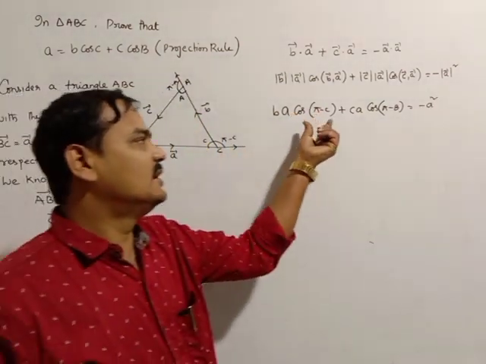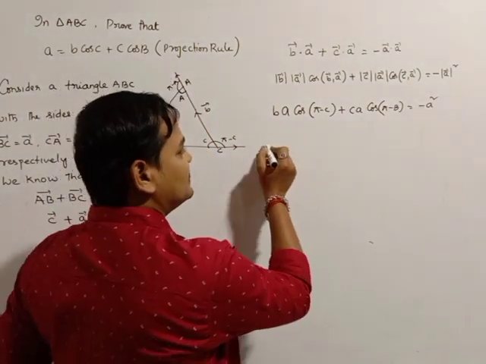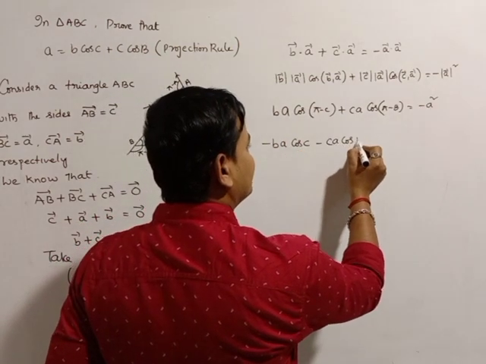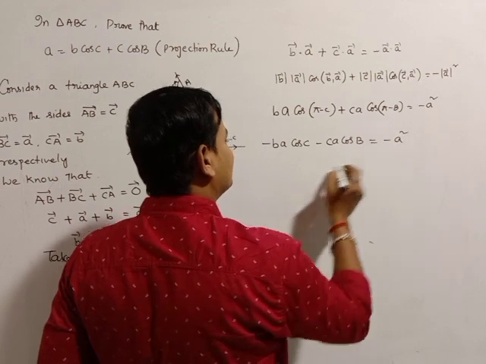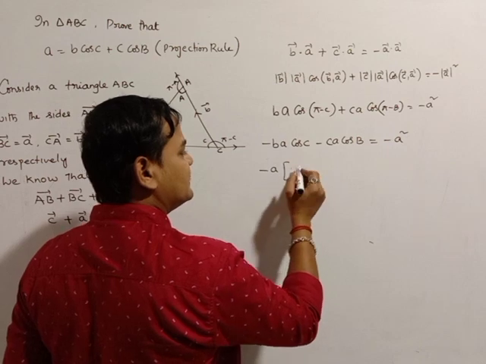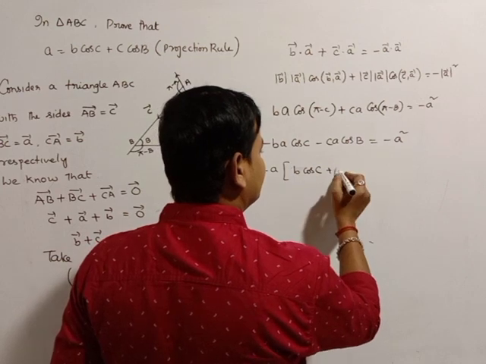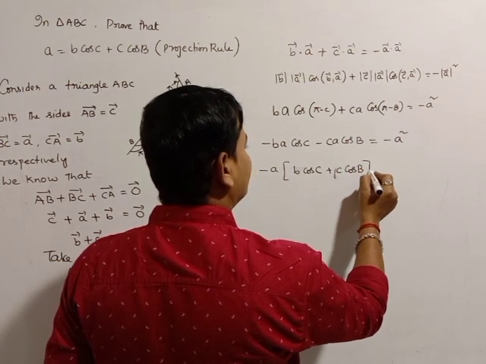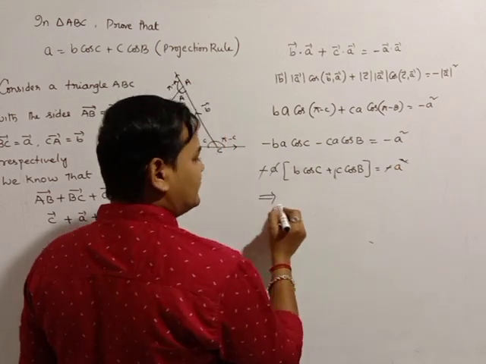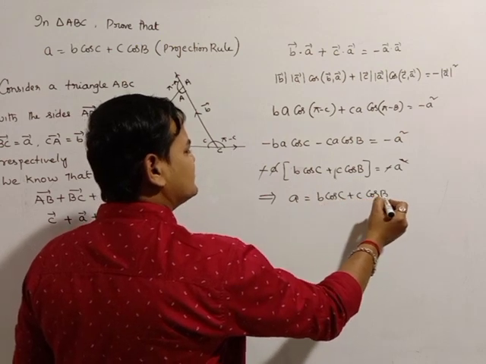Again the same concept. Cos of pi minus C means what? Minus cos C. So minus ba cos C minus ca cos B is equal to minus a square. So take minus a common. Then what will we get? b cos C plus c cos B is equal to minus a square. Minus minus cancel, and a can be cancelled from the square. So finally what you are getting? a is equal to b cos C plus c cos B.